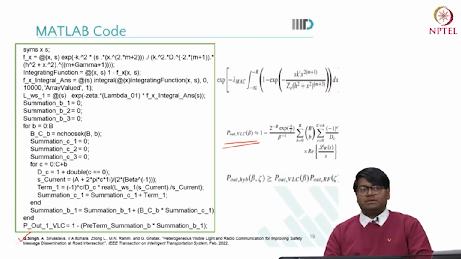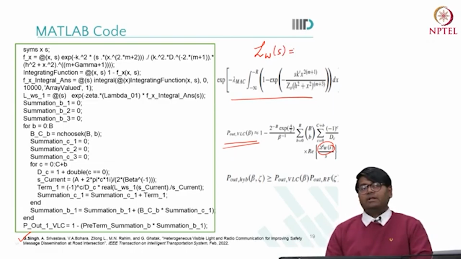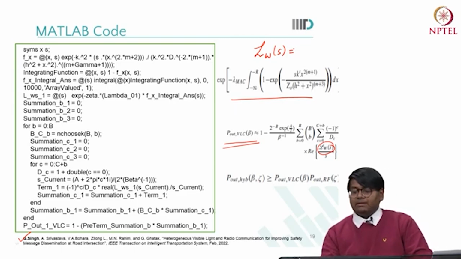In this equation for outage probability, we have a term which is the Laplace transform of the random variable W. This Laplace transform of random variable W is given by this equation. Here we see the term lambda MAC.